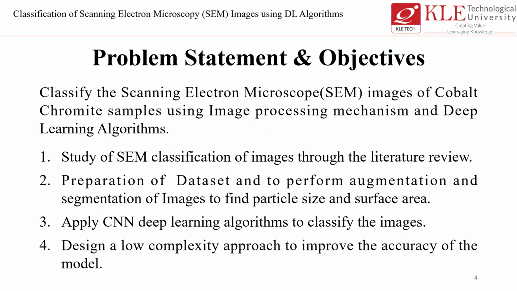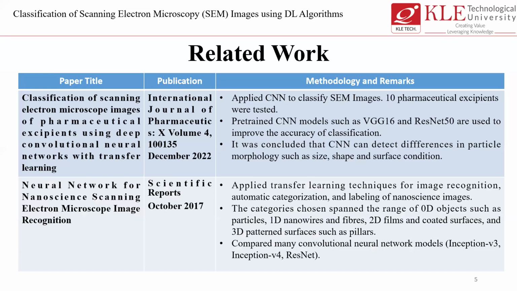We formulate the problem statement as: to classify the SEM images of cobalt chromite samples using image processing mechanisms and traditional deep learning algorithms as well. The state of the art in SEM image classification includes the use of convolutional neural network models. In addition, fine-tuning of the model is carried out in terms of the loss function or the activation functions, and sometimes the learning rate as well. Our motivation is the desire to speed up this process and improve the interpretation of SEM images, a process that is currently labor intensive, with chances of human error as well. We also aim to advance the imaging technologies for the classification process.